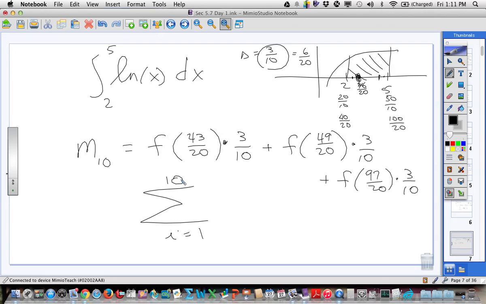I still have 10 of them, right? So I got my F. I got this. I got the 20 on the bottom. I got the 3/10 here. And then what would be up here? Now what's it going up by though? It's going up by 6. So that makes us think 6i. 43.